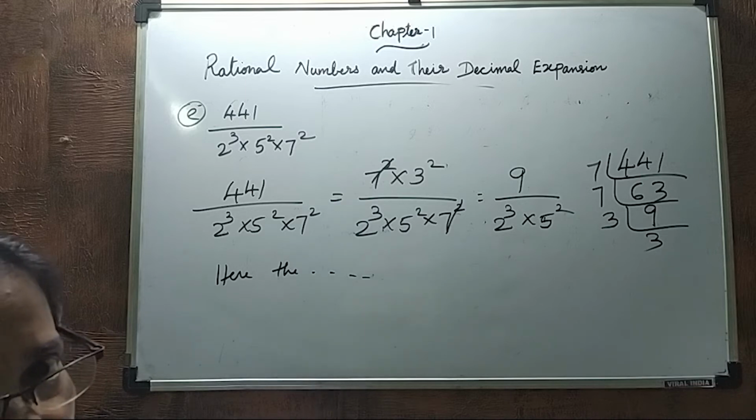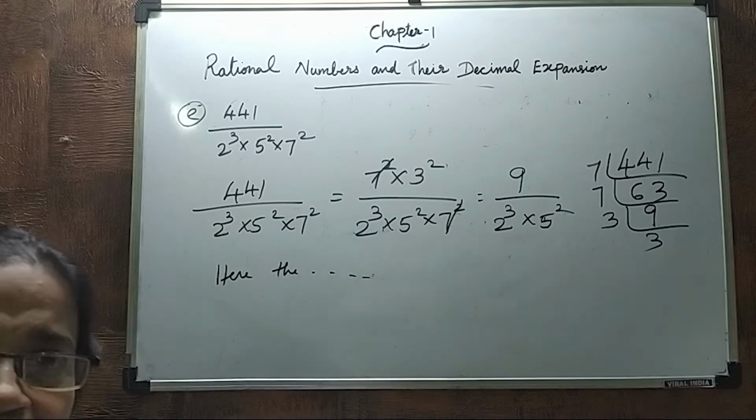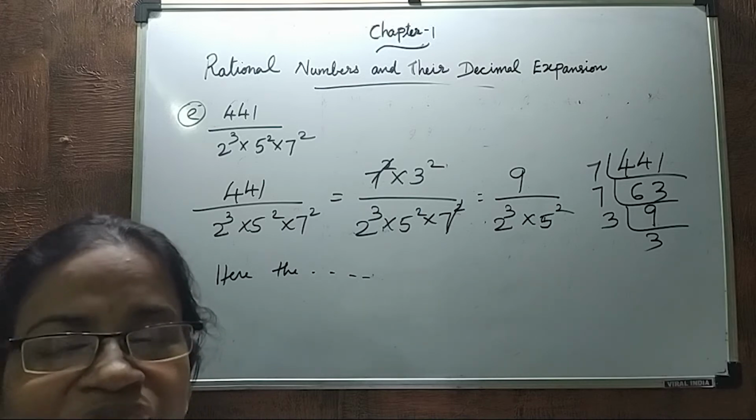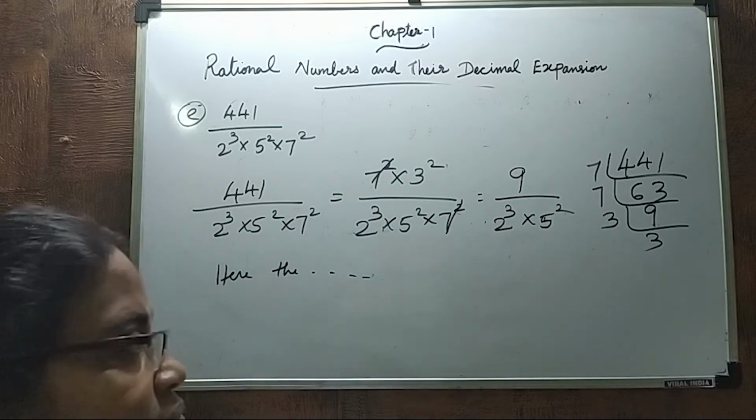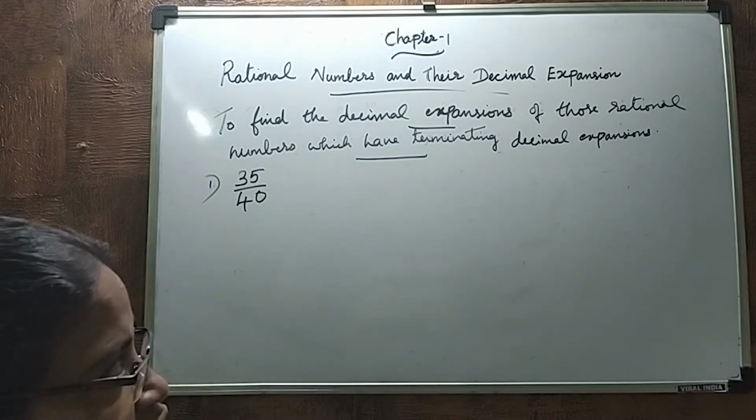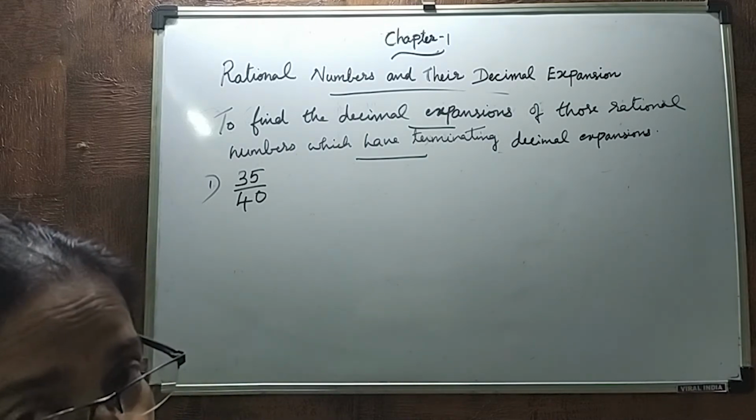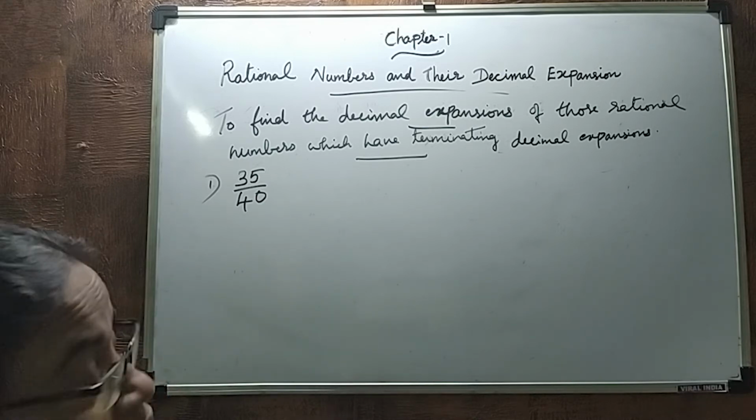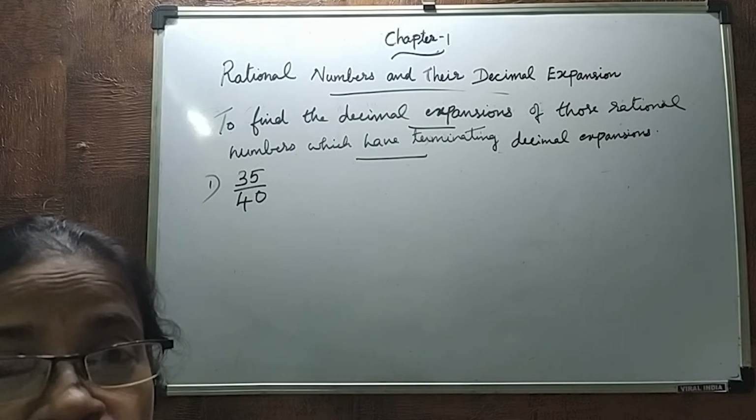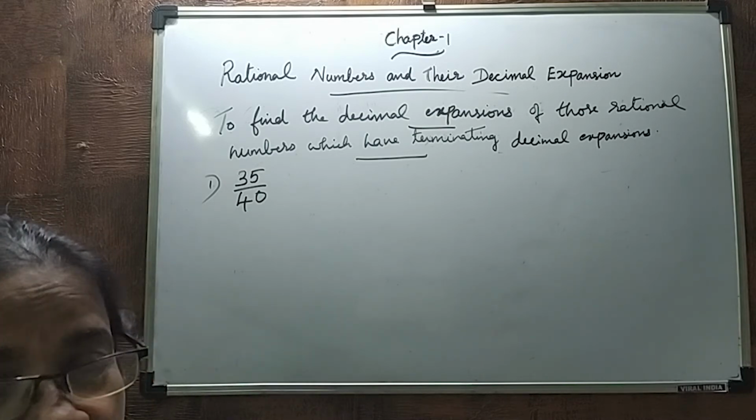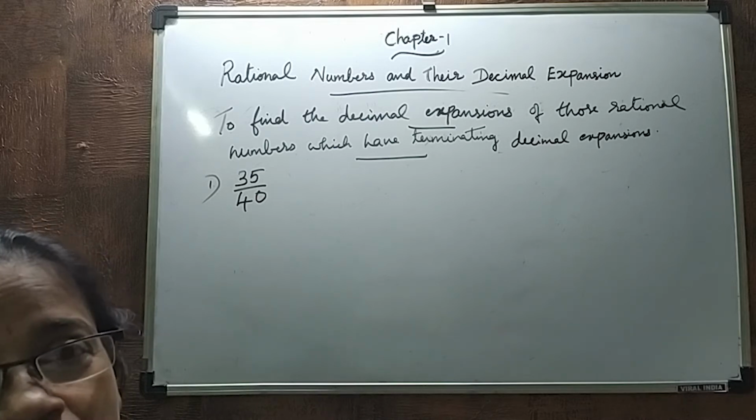Now, in the next section, if it is terminating, how will you find out the value with these laws of exponents? In this section you have to find the decimal expansion of those rational numbers which are terminating. And one more thing you have to remember: you should not do any long division. Without long division you have to convert this fraction or rational number into a decimal expansion.